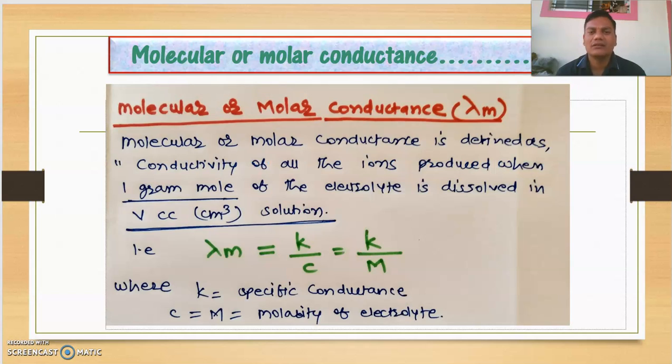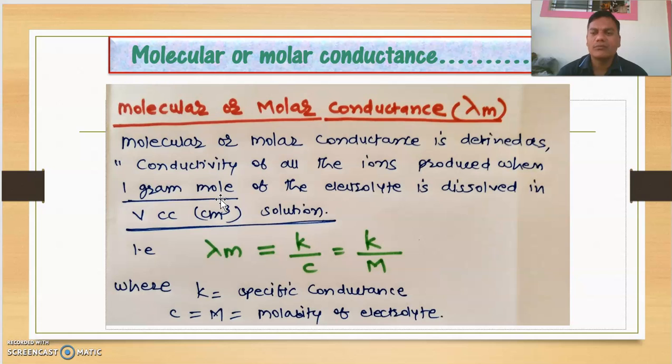Also we can say molar conductance or molecular conductance. So first of all we will see the definition. Molecular or molar conductance is defined as the conductivity of all the ions produced when 1 gram mole of the electrolyte is dissolved in V cm cube of solution.